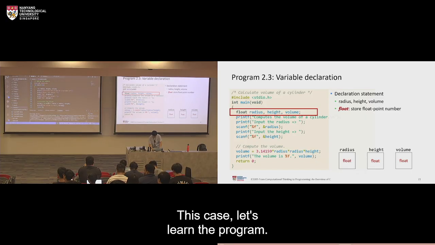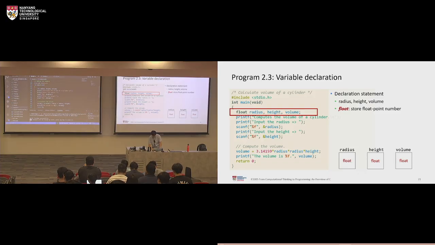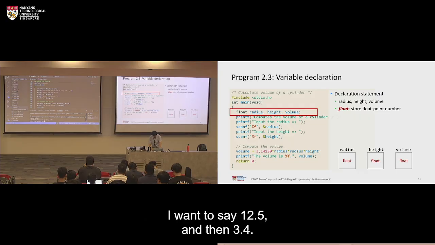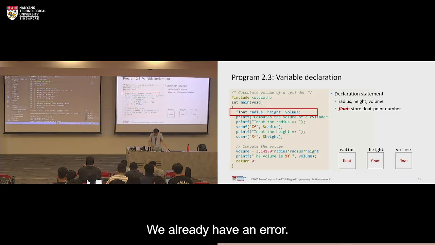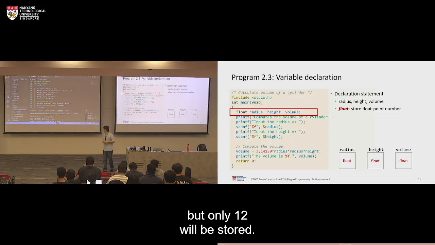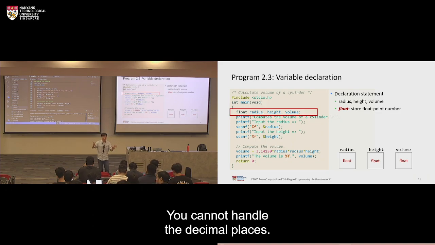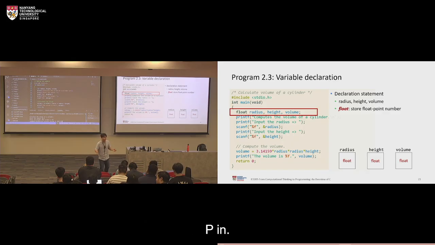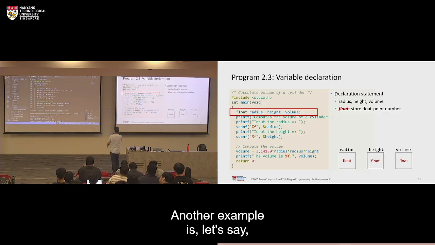In this case, let's run the program. So I want to say 12.5 and then 3.4. We already have an error. So once you enter 12.5, only 12 will be stored. You cannot handle the decimal places if you use integer.